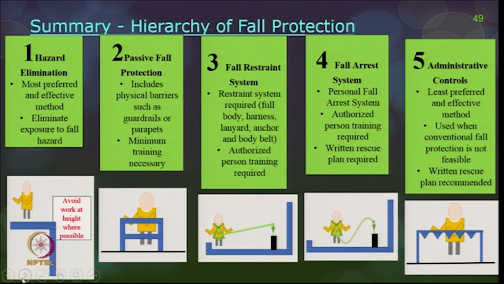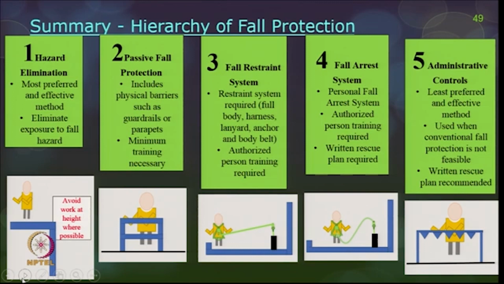Next is passive fall protection, which includes physical barriers, for example guardrails and parapets, so that they serve as fall protection for workers working in the vicinity. The next one is the fall restraint system. It is nothing but your PFAs, wherein the stretch of your lanyards or lifelines will not reach more than the hazard.